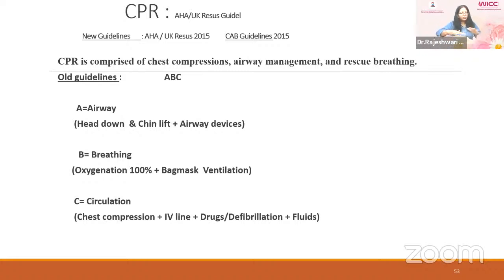Clinical evaluation is always done: look, listen, feel. Ek baar 30:2 cycle ho gaya, look, listen, feel karo. Phir se 30:2 karo. Okay, aise karte raho. And then when the AED comes, apply the paddles. Select the shockable rhythm hai, toh phir select karo joules kitna lagana hai. Aur phir you have to give the shock.